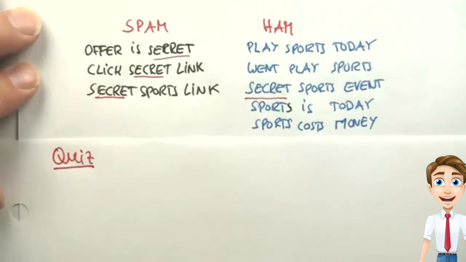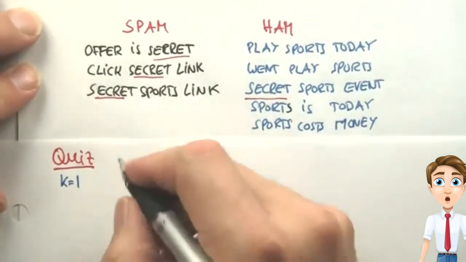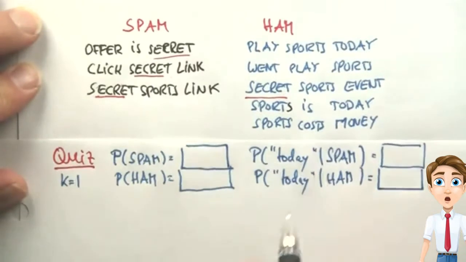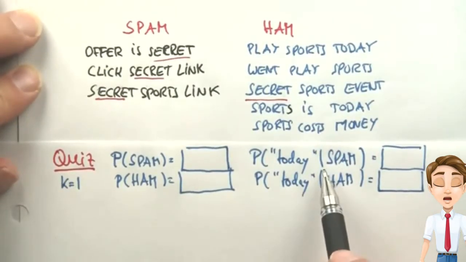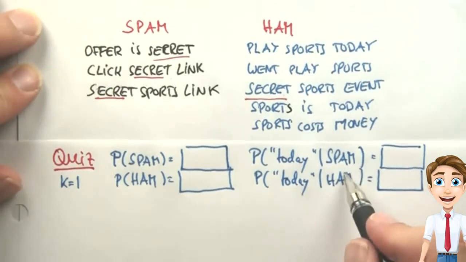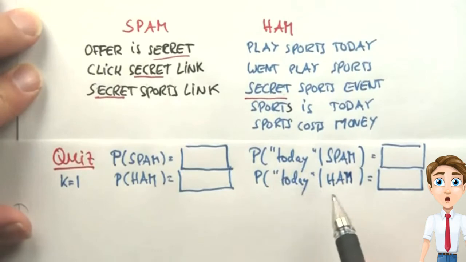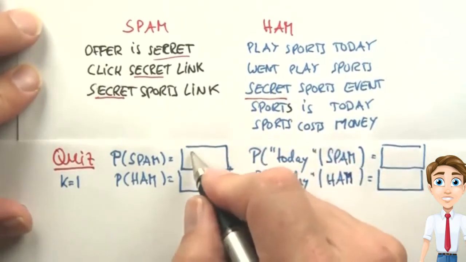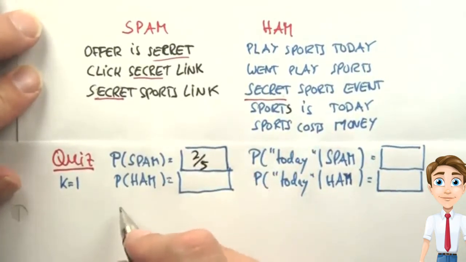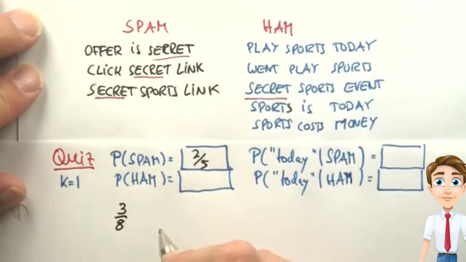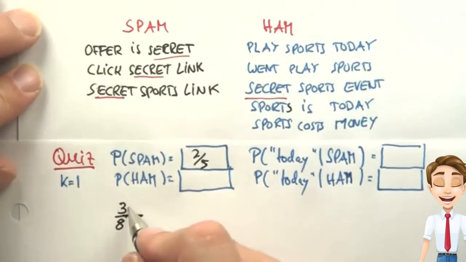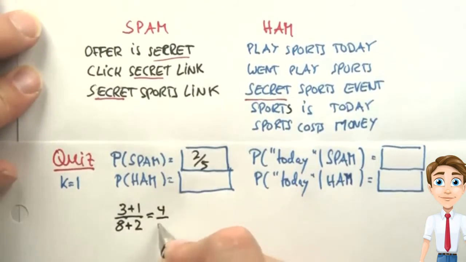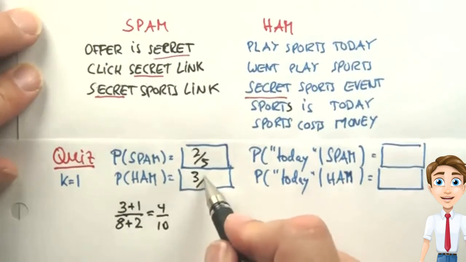Let's use the Laplacian smoother with k equals 1 to calculate a few interesting probabilities: P of spam, P of ham, and then the probability of the word today given that it's in the spam class or the ham class, and you might assume that our vocabulary size is about 12 different words here. This one is easy to calculate for spam and ham. For spam, it's 2/5, and the reason is we had previously 3 out of 8 messages assigned to spam, but thanks to the Laplacian smoother, we add 1 over here, and there are 2 classes, so we add 2 times 1 over here, which gives us 4 over 10, which is 2/5. Similarly, we get 3/5 over here.